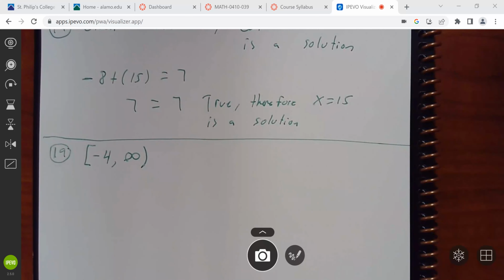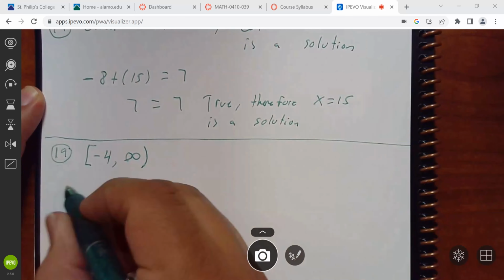I'm gonna read the question carefully. Give the interval. Which one of these are in here? Oh, -4. Eight.